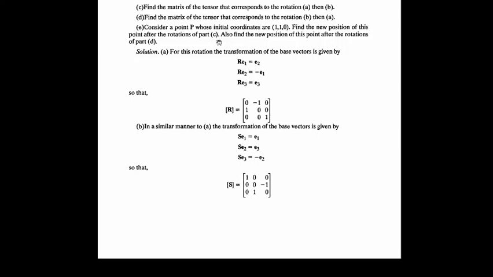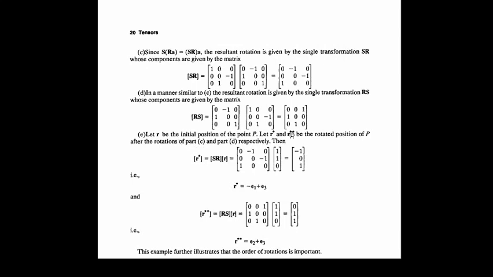And in part E, consider a point P whose initial coordinates are this. Find the new position of this point after the rotation of part C, and also find the new position after the rotation of D. So we need to use the tensors given in C and D to find the new coordinates. Suppose R is the initial position of the point P, which is (1, 1, 0), and R static after the application of the part C tensor SR, which is given here, is minus E1 plus E3, and this is when we use part D.